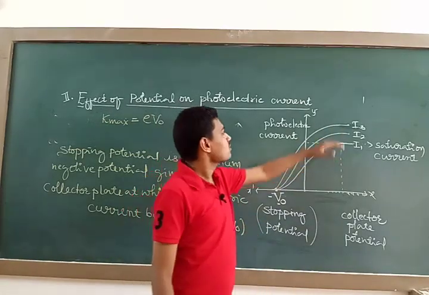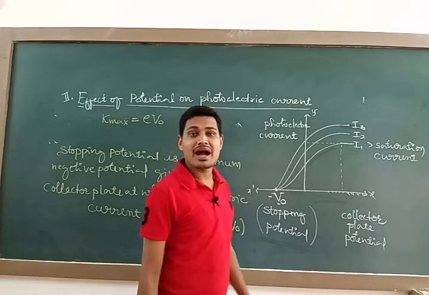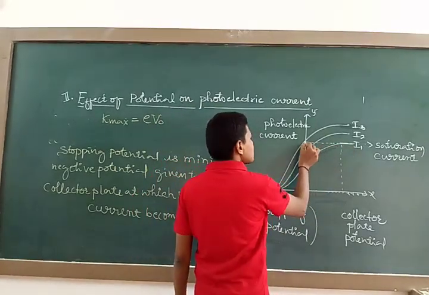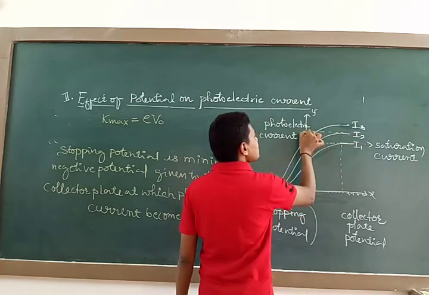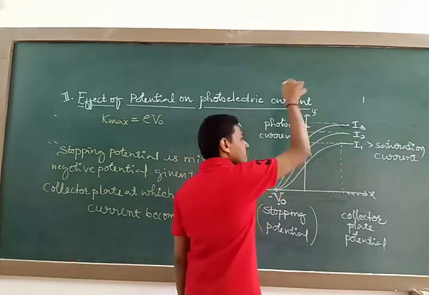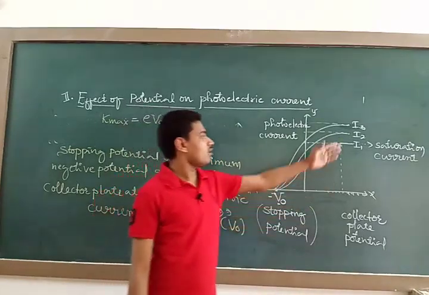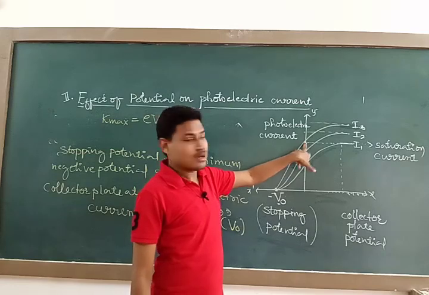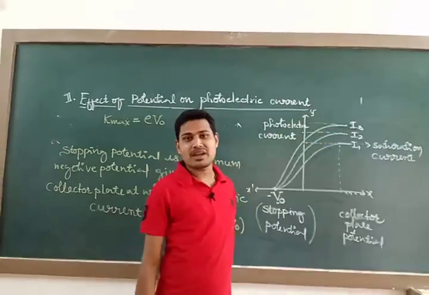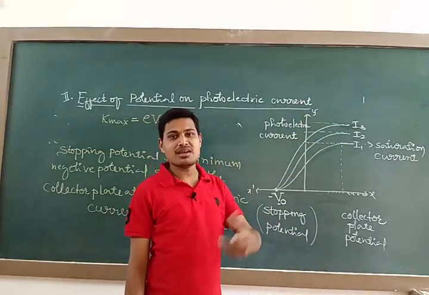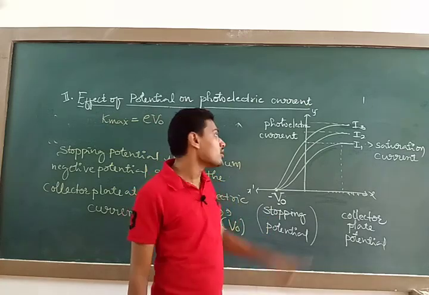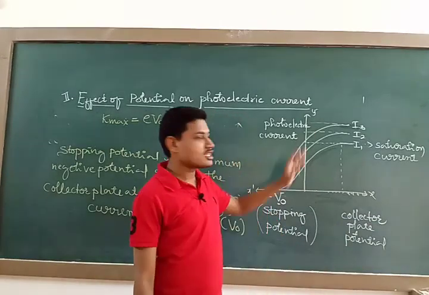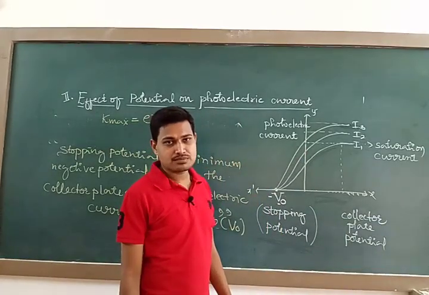you will find that the saturation current will have higher values. Very simple. See, the saturation current for I1 is here, for I2 is here, for I3 is here. See, the values are becoming more. For this I1, the saturation current was here, but for I2 and I3, the saturation currents will have higher values. Clearly, one point we can conclude here: photoelectric current is dependent on what? Intensity. Once again, it is proving. Okay. Next.